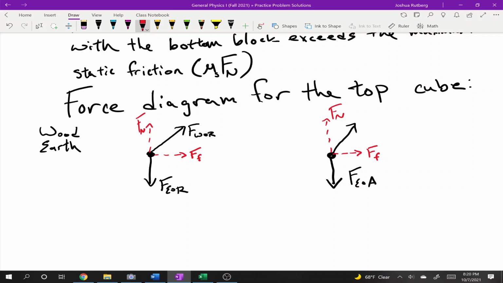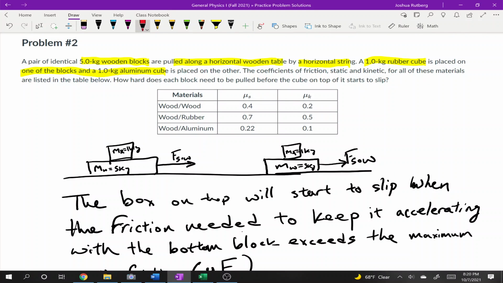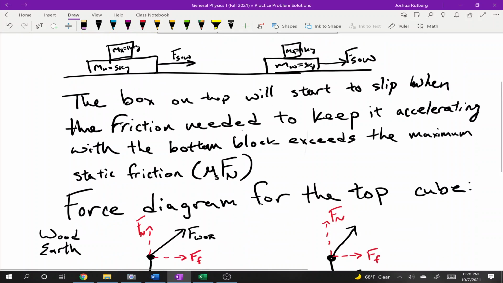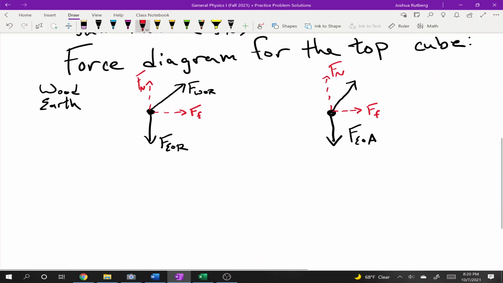And notice that I drew the friction component for the aluminum a little bit smaller than the friction for the rubber. And that's because, if I remember correctly from my table, the coefficient of friction for wood on rubber is 0.7, and for wood on aluminum, it's 0.22. So my expectation is that I should get less friction for the aluminum than for the rubber.